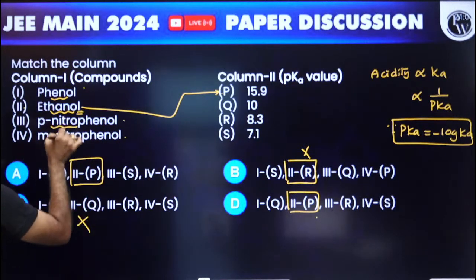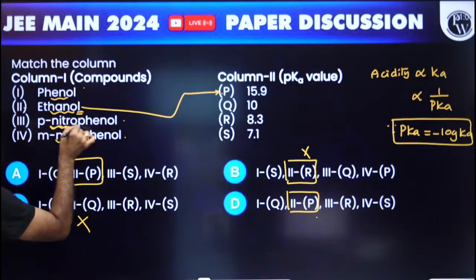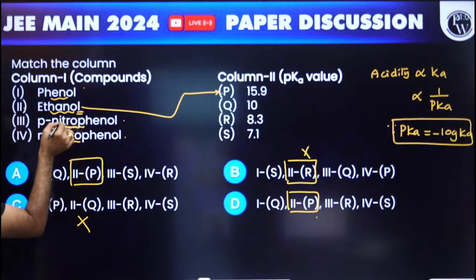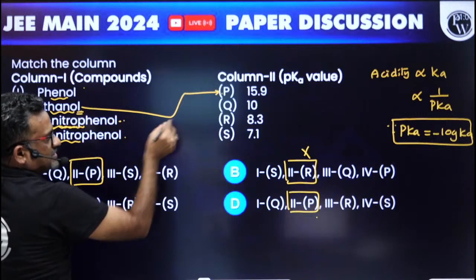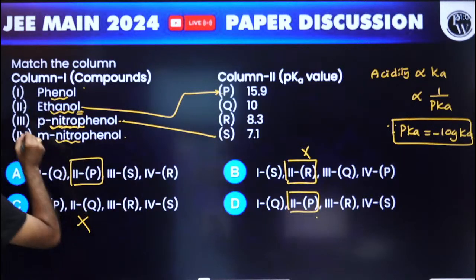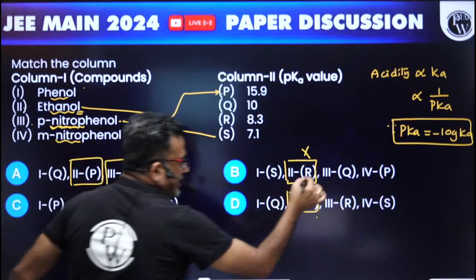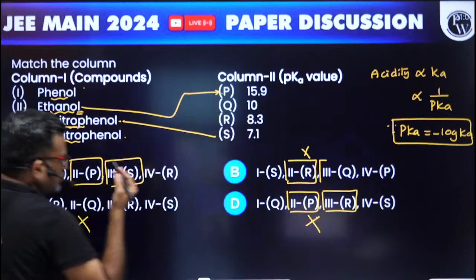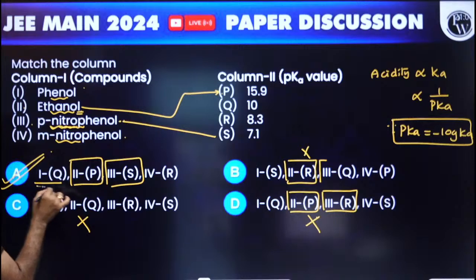Now coming to paranitro and metanitro. Resonance effect operates at the para position. So therefore paranitrophenol will be most acidic. Since it is most acidic, its pKa would be least. Which is the least? Yes. So 3 should go with S. 3 with S here. What about here? 3 with R here. So this is also wrong. So you are only left with option A.